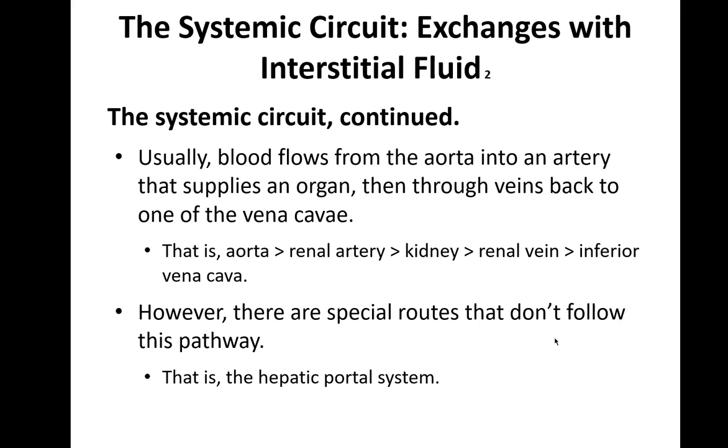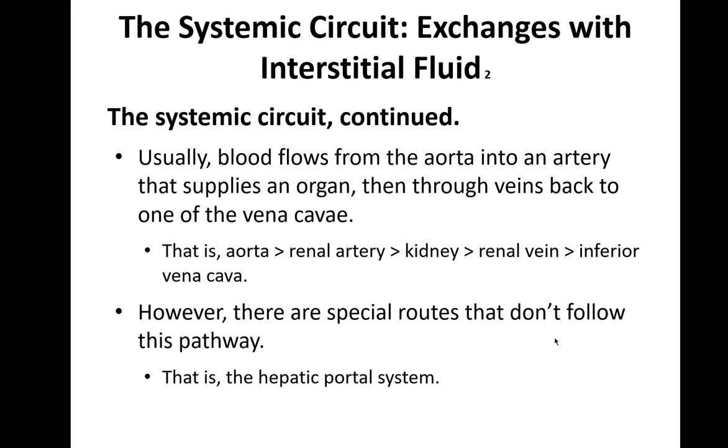Usually, blood flows from the aorta into the artery that supplies an organ, then through veins back to one of the vena cava. That is, aorta goes to the renal artery, goes to the kidney, goes back to the renal vein, and goes back towards the inferior vena cava. However, there are some special routes that don't follow this pathway.